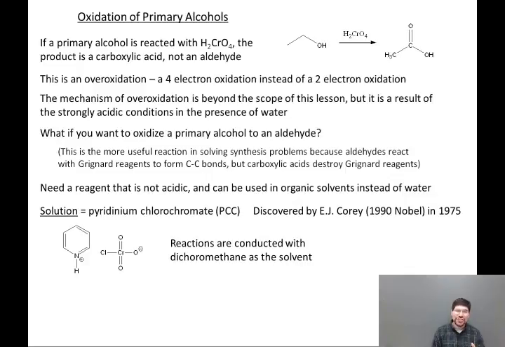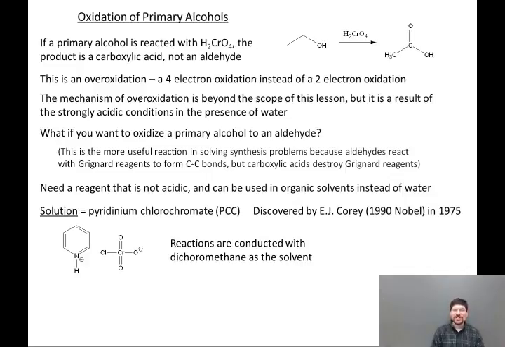Pyridinium is the cation, so pyridine is a nitrogen analog of benzene. It's a weak base. When you protonate it, you get the pyridinium ion, and then chlorochromate is the chromium-containing species, which has a negative charge. This reagent is soluble in dichloromethane, so reactions can be conducted with dichloromethane as a solvent.